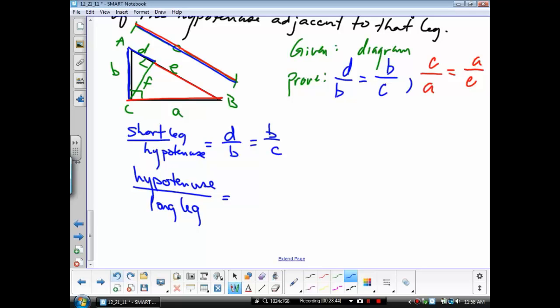Okay, so now, hypotenuse to long leg would be C to A for the original right triangle, and for the red, smaller right triangle, it is A to E. These two are both true because the triangles are similar. And when triangles are similar, their corresponding sides are in proportion.